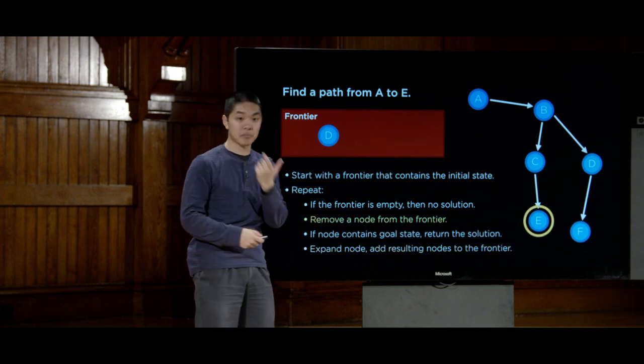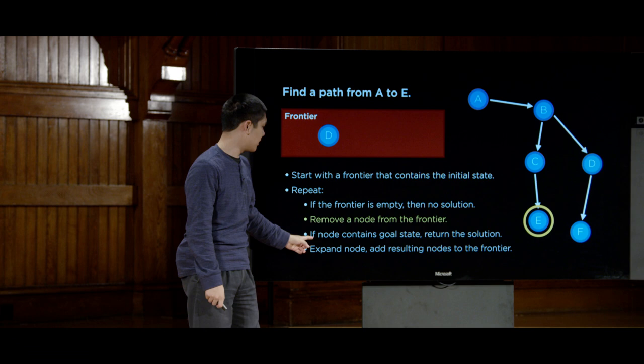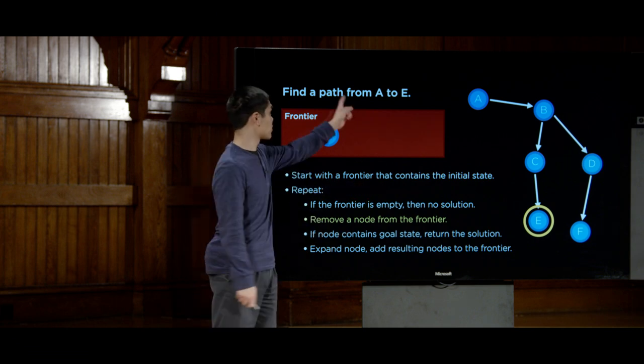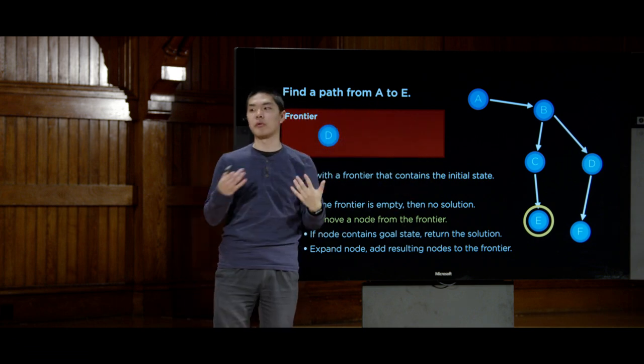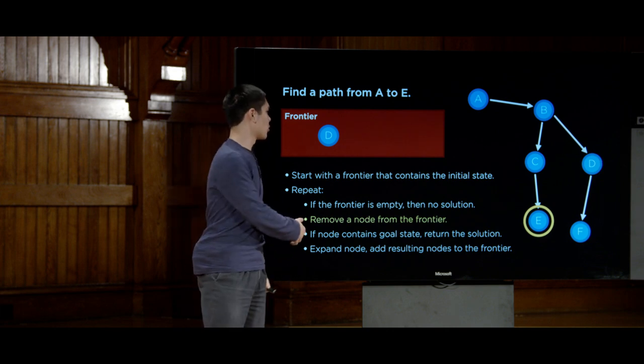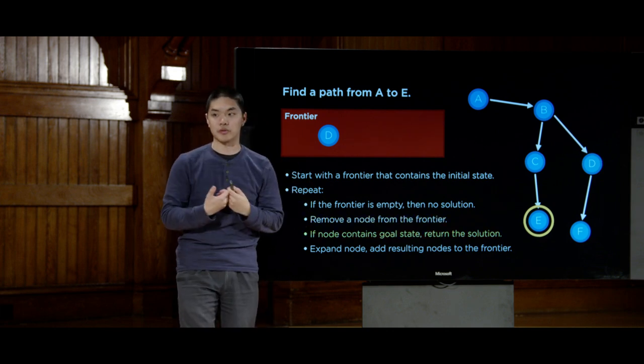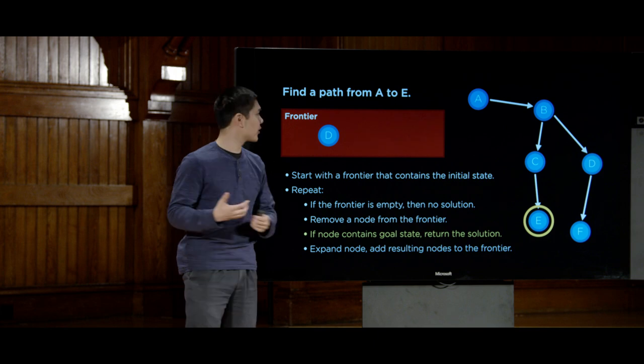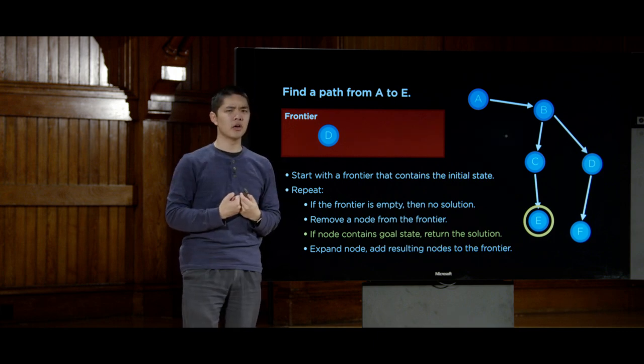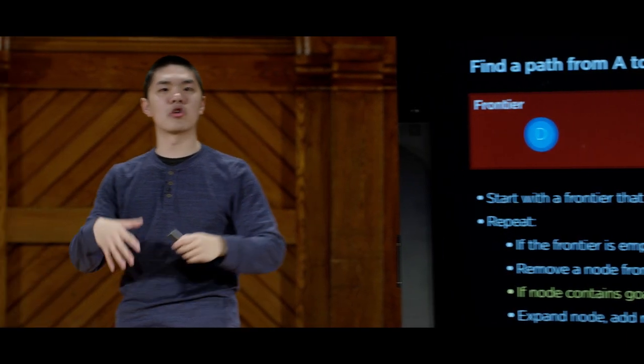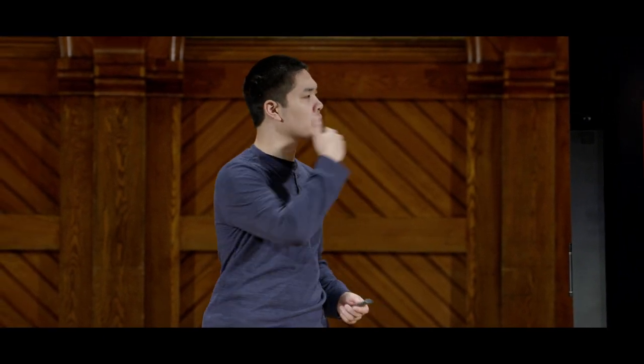And now I check, I'm currently looking at state E. Is it a goal state? It is, because I'm trying to find a path from A to E. So I would return the goal. And that now would be the solution, I'm now able to return the solution, and I have found a path from A to E. So this is the general idea, the general approach of this search algorithm, to follow these steps, constantly removing nodes from the frontier until we're able to find a solution.